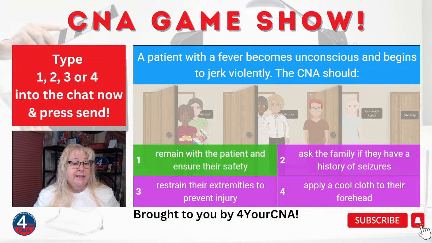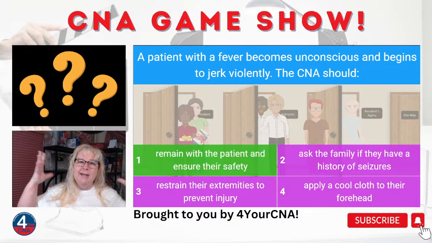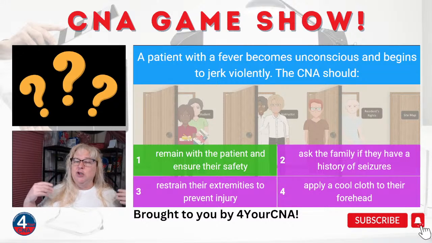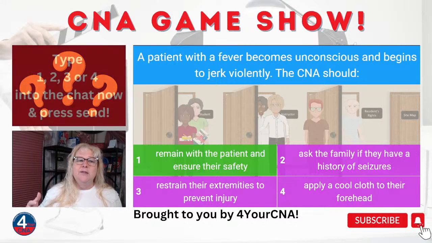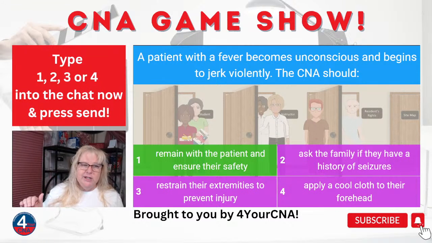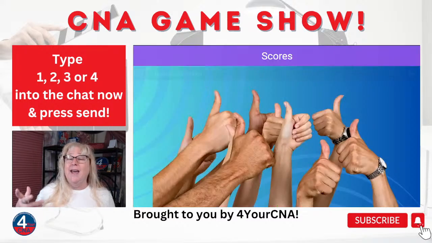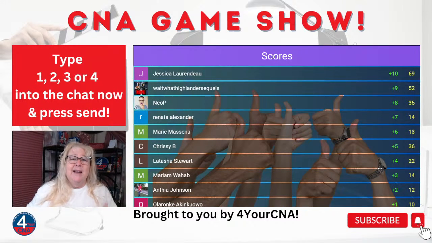We should time the seizure so when the nurse comes in, we can give them that information. But our whole goal here is to ensure their safety. Make sure their head doesn't hit anything. Make sure that they don't break an arm or a leg by hitting it on an immobile object. Asking the family if they have a history, not our job. Restraining, never restrain somebody who's having a seizure. And applying a cool cloth to their forehead, that's not going to help the seizure or help with safety.